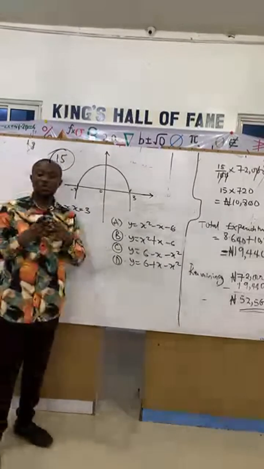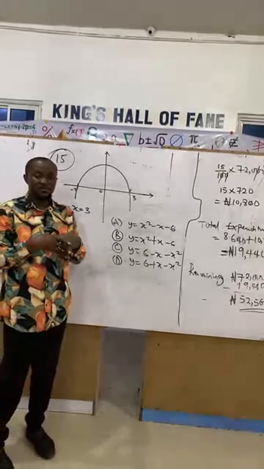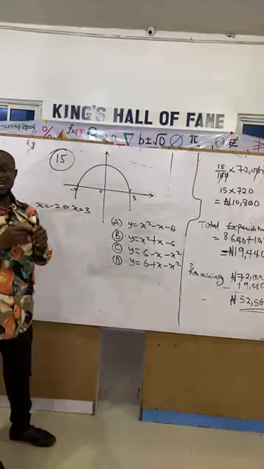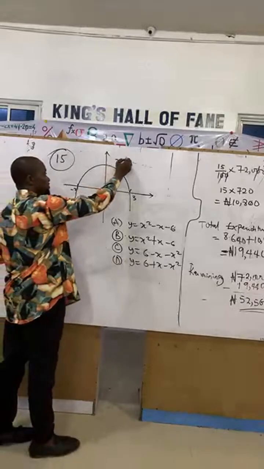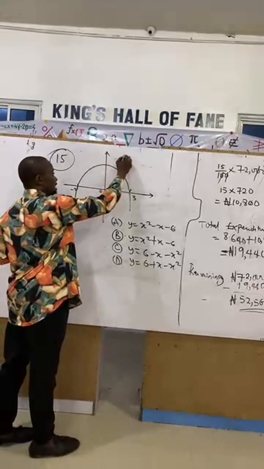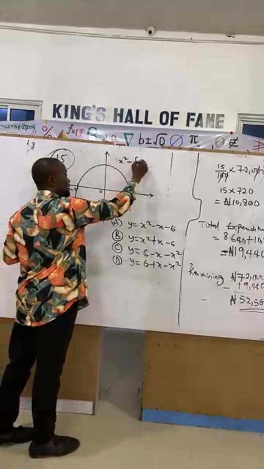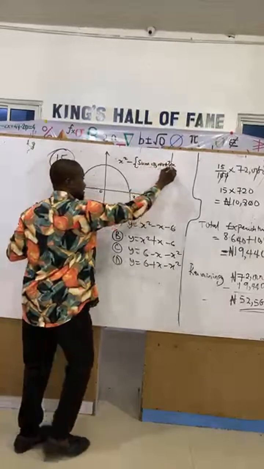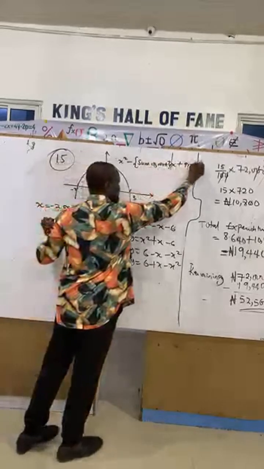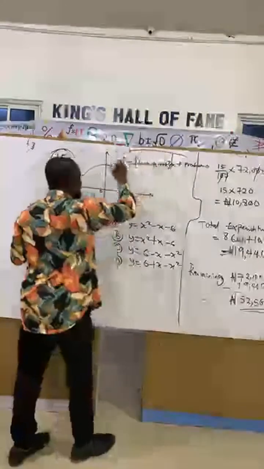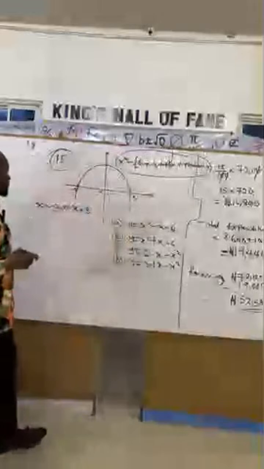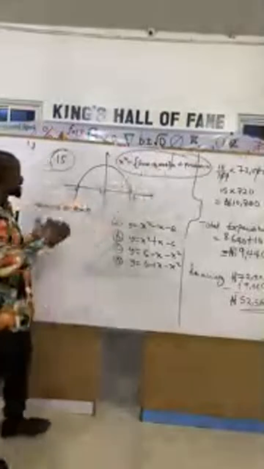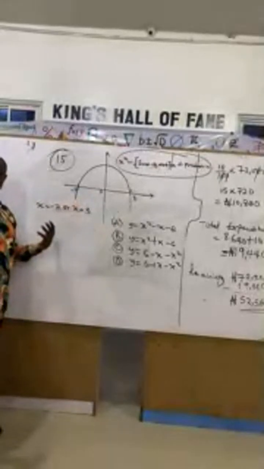And for you to be able to get an equation, we have two methods. There's a formula that says x squared minus (alpha plus beta) x plus alpha times beta equals 0, where alpha and beta are the roots. This is the general formula. You can use this to get the equation. You can also use the expansion method to get the same answer.